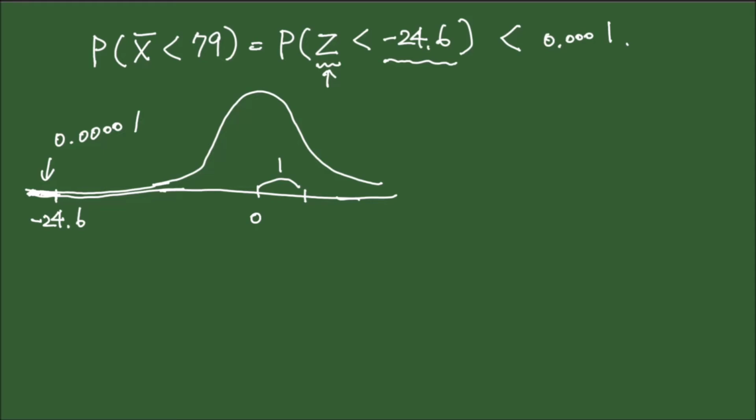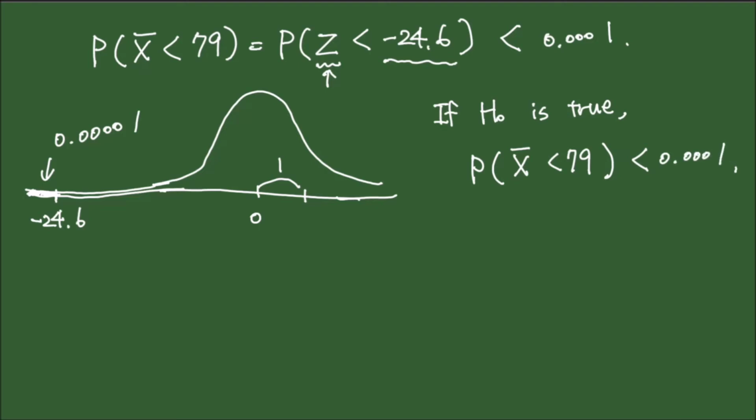What does this mean? This means since we have a really low probability, assuming that what he's saying is true, I'd say if what he's saying is true, which means H null is true, then the probability of x bar being 79 is very low. So, because of that, I don't believe him.